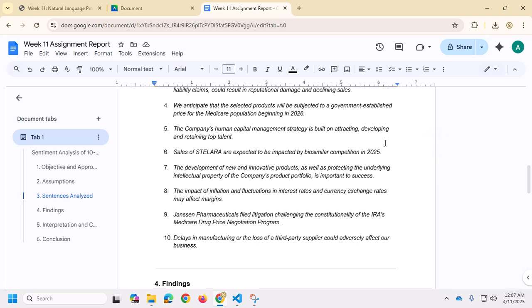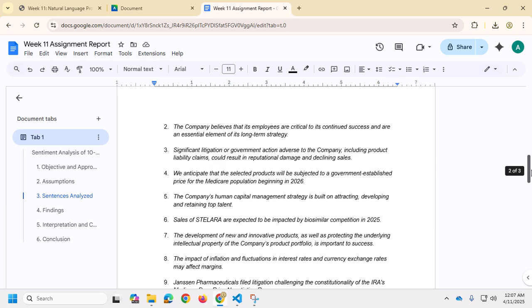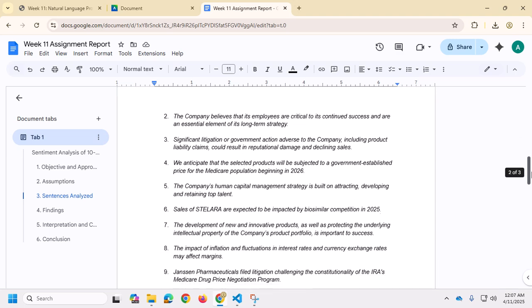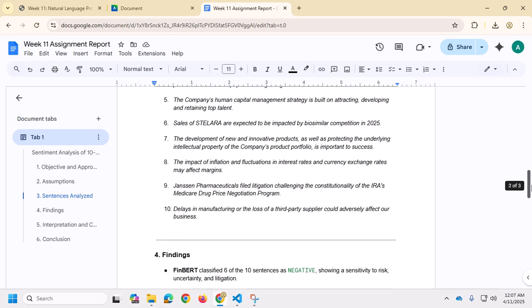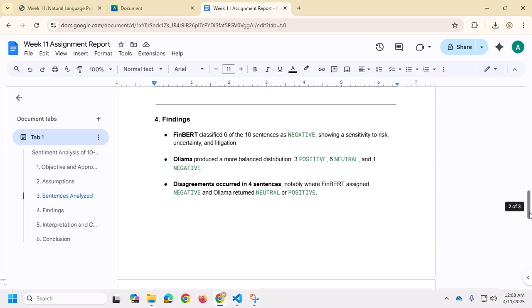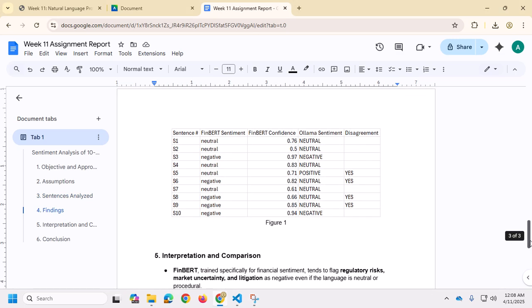So if you see the sentences over here, they have a wide range of connotations to get our analysis for. They're not the same kinds of sentences. So let me get to the CSV file and show you what the result came out. Before we move on to findings, here is the figure that I have created. For all of these sentences, here is the FinBERT sentiment, the confidence, and Ollama sentiment.